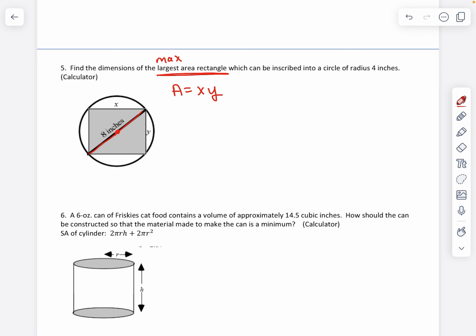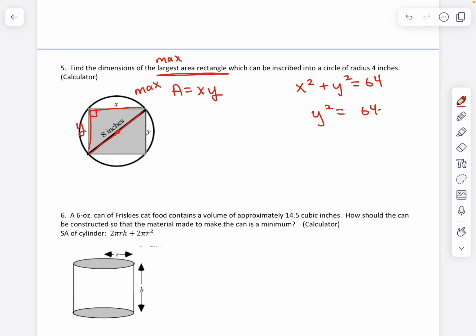And I see this rectangle here. I also see this right triangle. So I can set up the Pythagorean theorem. I know that for that triangle, x squared plus y squared has to be 64. Remember, whatever equation you're trying to maximize or minimize, we need it in terms of one variable. So I'm going to go ahead and solve this for y.